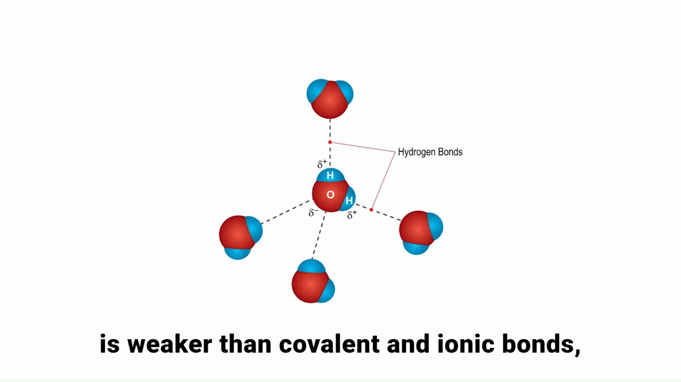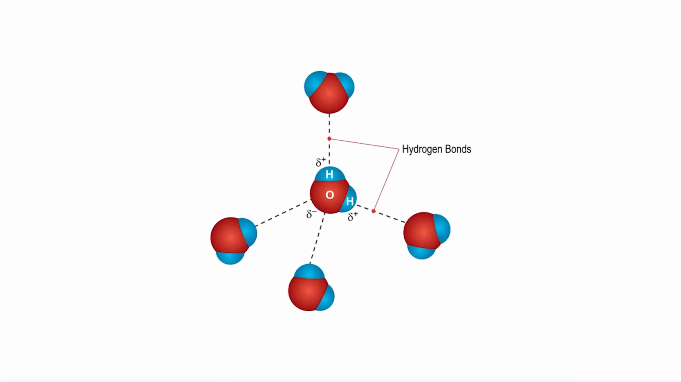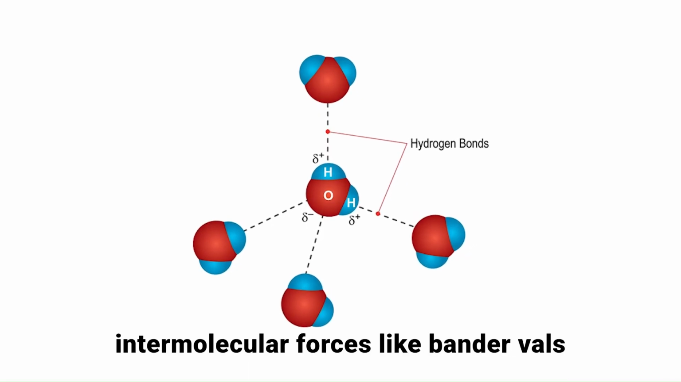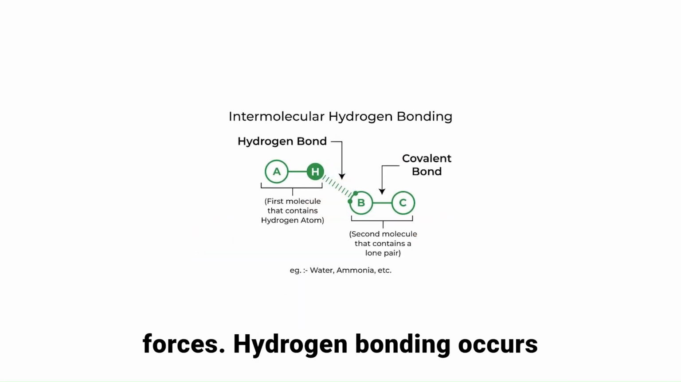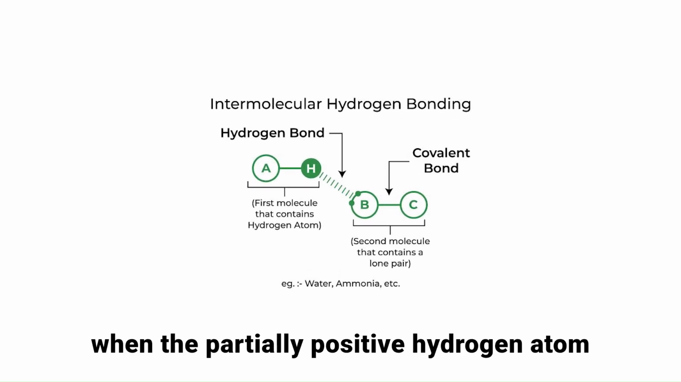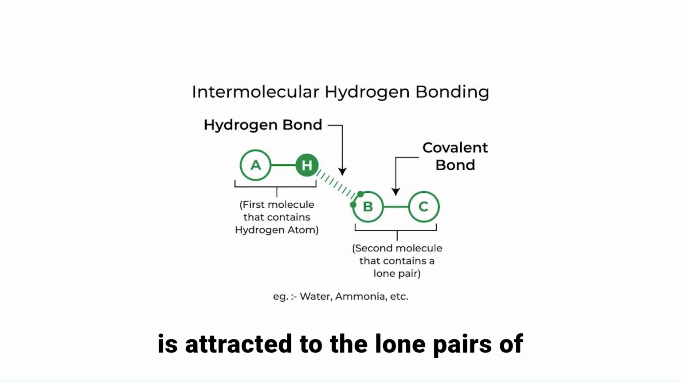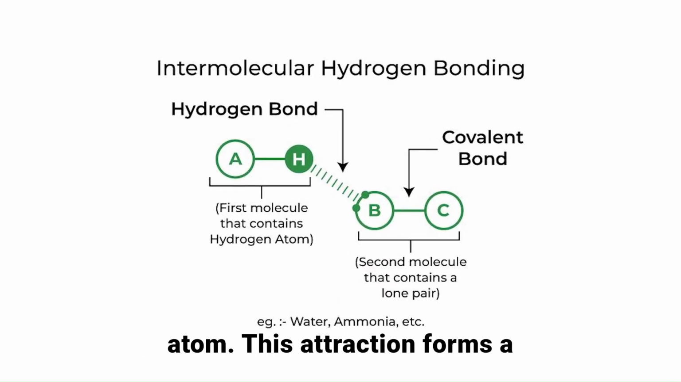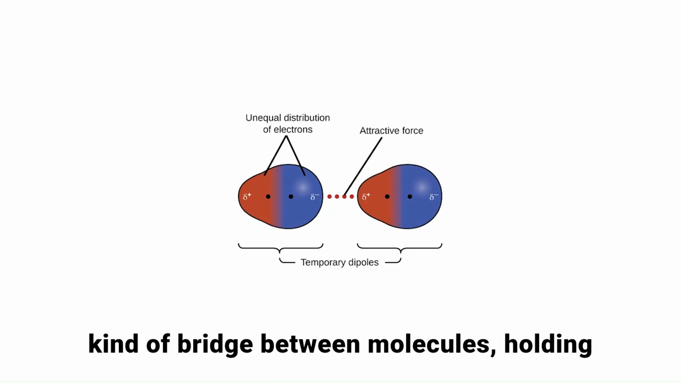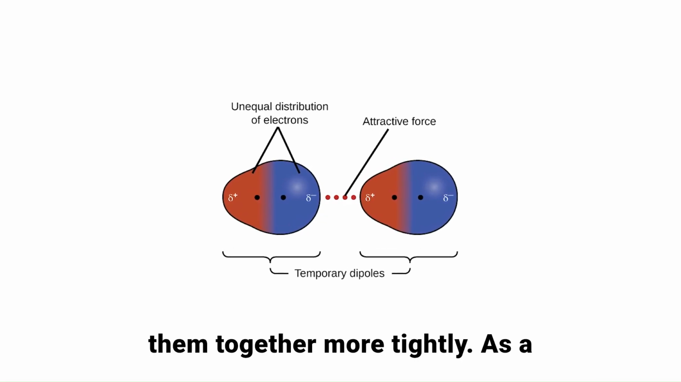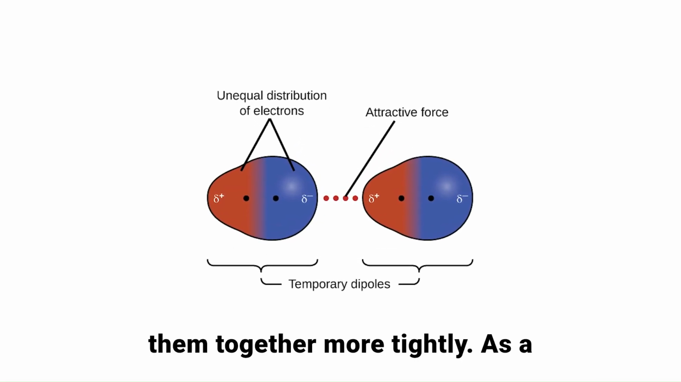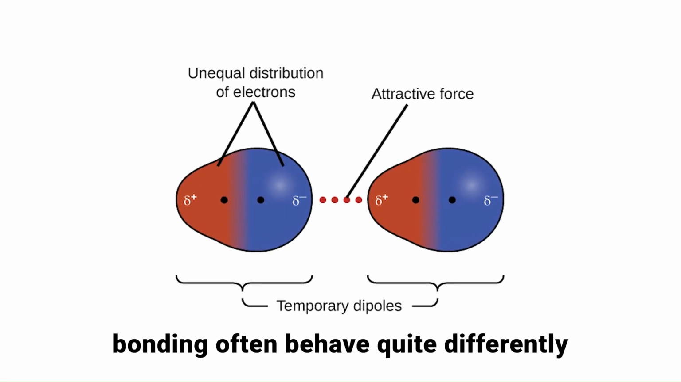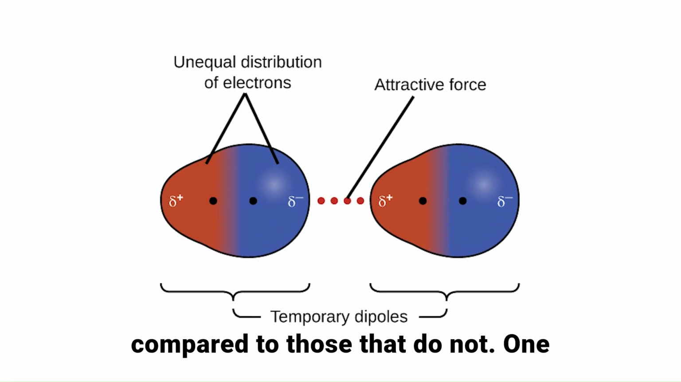Although this bond is weaker than covalent and ionic bonds, it is significantly stronger than other intermolecular forces like van der Waals forces. Hydrogen bonding occurs when the partially positive hydrogen atom is attracted to the lone pairs of electrons on a nearby electronegative atom. This attraction forms a kind of bridge between molecules, holding them together more tightly. As a result, substances that exhibit hydrogen bonding often behave quite differently compared to those that do not.